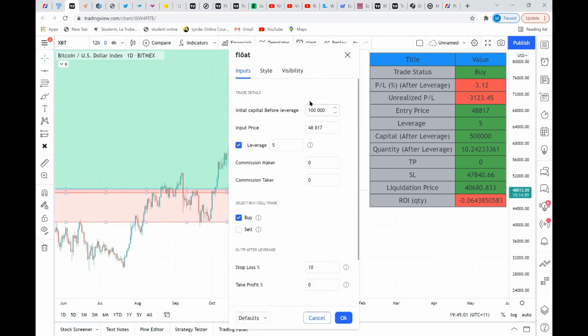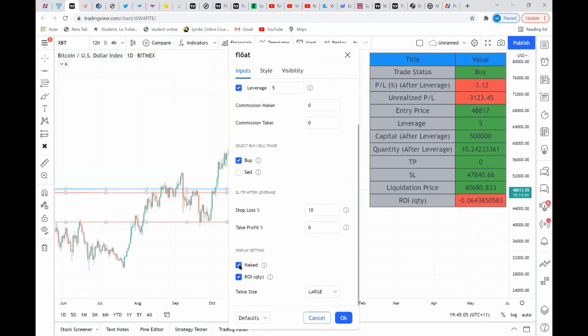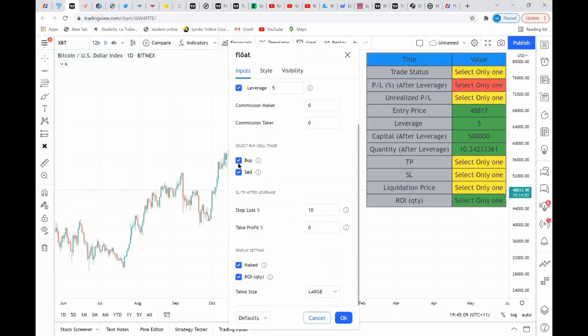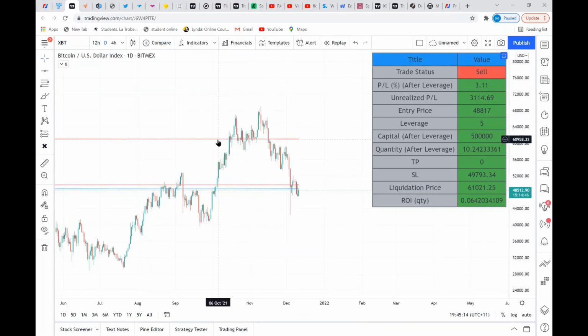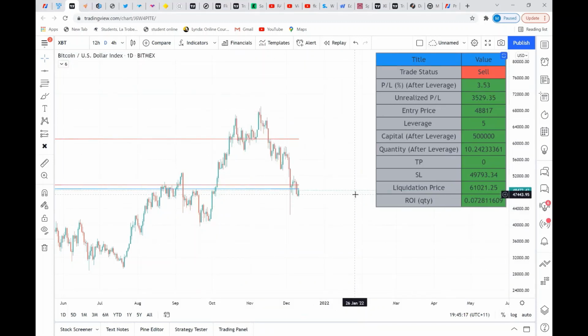We want the exact same information plugged into it, but first of all, we'll put it on naked mode and we'll send it to a short position. So let's see. Anything that you amend in the settings will instantly amend it on the charts. So now it's exactly the same as it was in inverse.